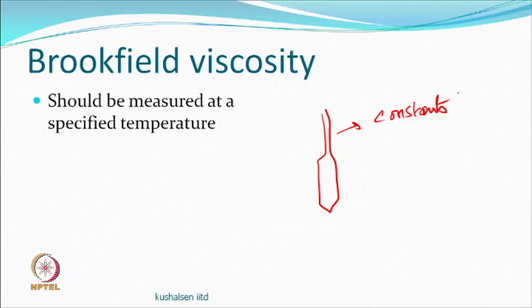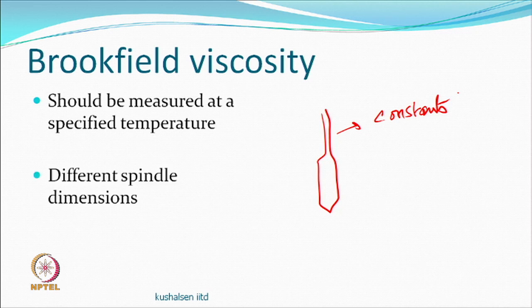It should be measured at a specific temperature, which of course means it becomes something which everybody will accept. Different spindles will have different dimensions and therefore different constants, which you should know. You can specify that also. Normally, people believe that if you are saying Brookfield viscosity, the instrument has certain standard size spindles. So, everybody has the same standard size spindles, and then you talk about RPM and temperature. So, you can say that your results are as good as anybody else's results.